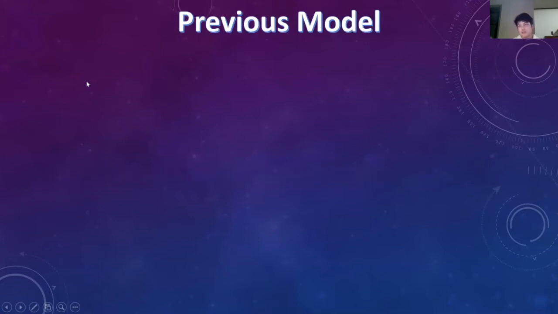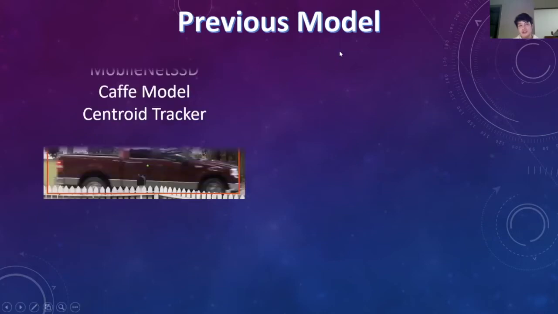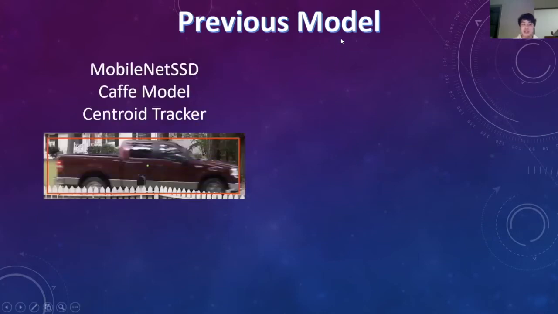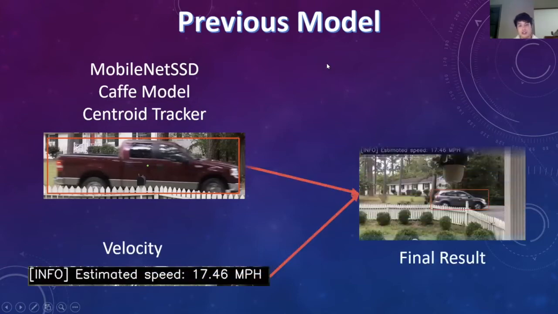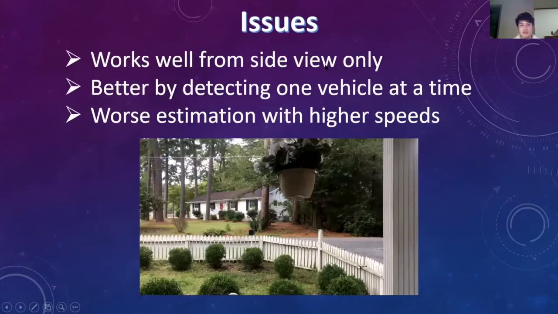Now, our previous model. When we started out, we decided to use MobileNet SSD and a Caffe model for the detection and a Centroid tracker for the association and tracking. Together we can get the velocity like this and it will display like this. However, after multiple tests, runs and modifications, we decided that this was not a good model at all. The issues are as follows.